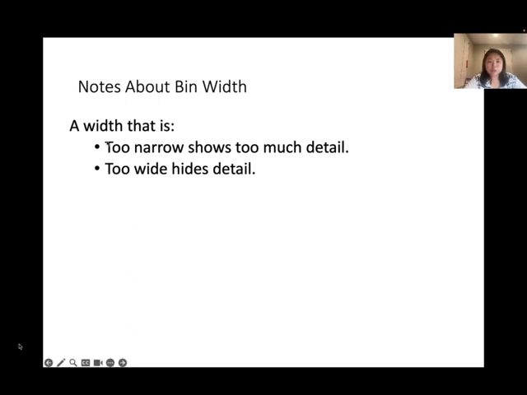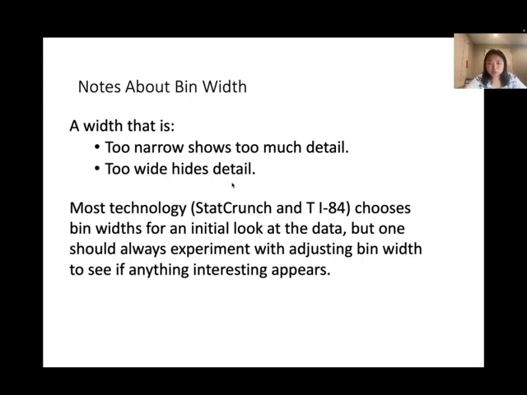Note about the bin width. A width that is too narrow shows too much detail. Too wide hides the detail. So it really depends on what you're looking for and how spread out your data is. Most technology, like the TI-84, chooses a bin width for an initial look at the data, but one should always experiment with adjusting the bin width to see if anything interesting appears. So sometimes you may want to change the bin width to see if there's too much detail or if it hides the details.